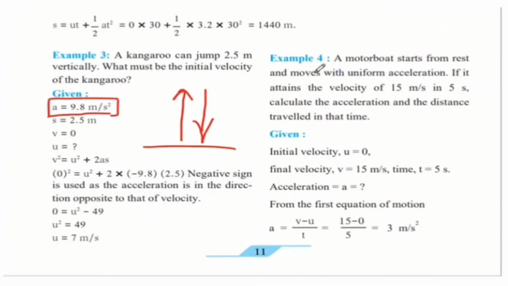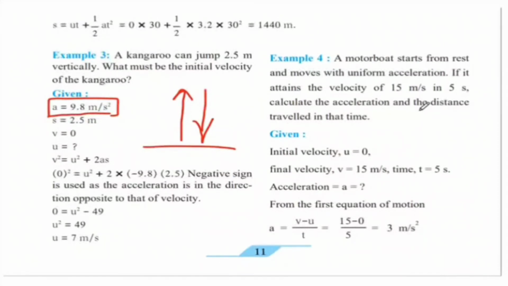The fourth example now. A motorboat starts from rest and moves with uniform acceleration. So it's telling us that the motorboat is starting from rest, therefore the initial velocity would be 0. If it attains a velocity of 15 meter per second in 5 seconds, calculate the acceleration and distance traveled in that time. Here the final velocity v would be 15 meter per second, and the time t would be 5 seconds. We have to find two things: the acceleration of the motorboat, and what distance it covered in those 5 seconds.